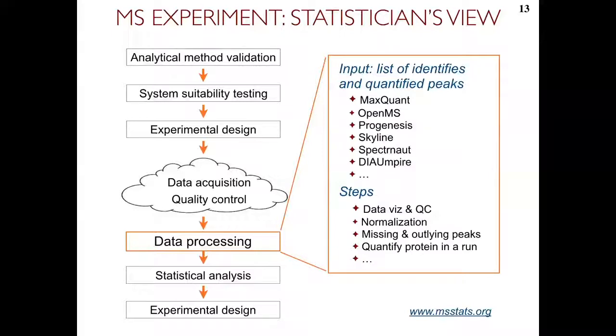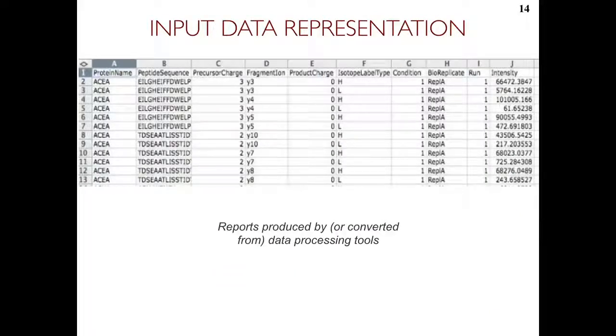So the steps that we would do first are loading the data, then visualizing the data in quality control, normalization, and then we will have to work extensively on missing and outlying peaks, quantifying protein in the run, and looking for differentially abundant proteins. So this would be the next step. This is an example of an input, and tomorrow you will actually have a hands-on session with MSstats. I hope that you will be able to try that.